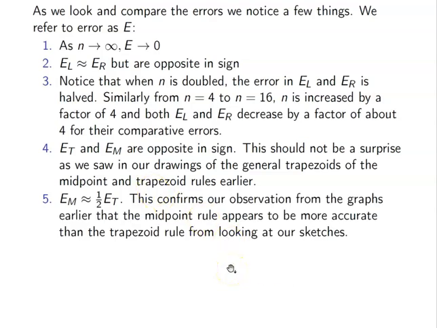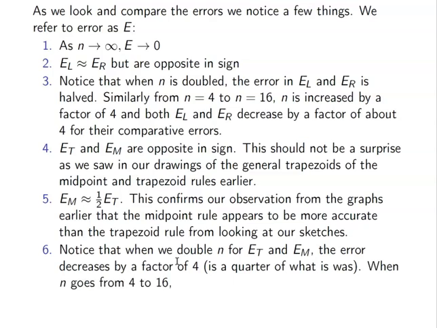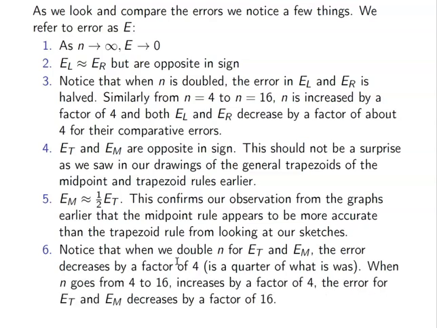So this confirms our observation from the graphs that we had earlier, that the midpoint rule is more accurate. In fact, it's about twice as accurate as the trapezoid. Notice that if I double the number of rectangles for the trapezoid and for the midpoint rules, the error decreases by a factor of 4. Every time I double, my error is a quarter of what it was. So if I'm going from 4 to 16, the error is going to decrease by 16.